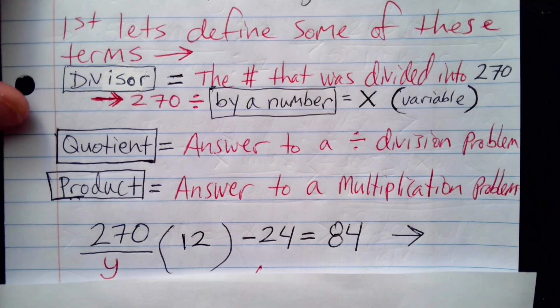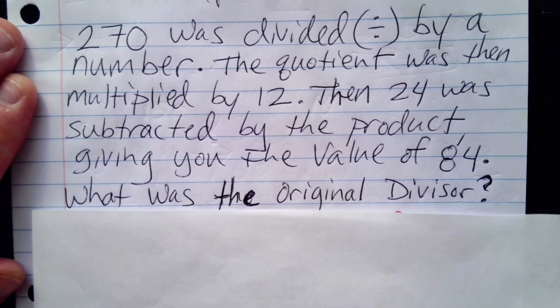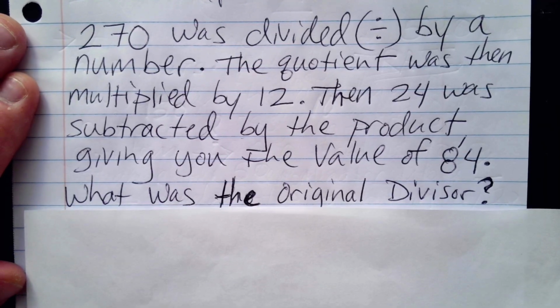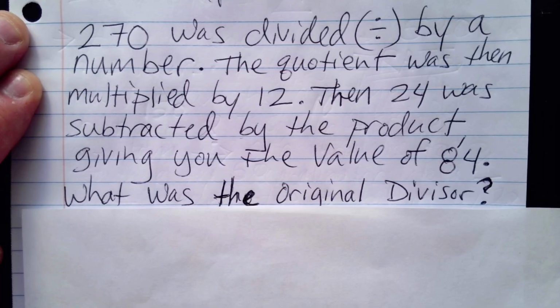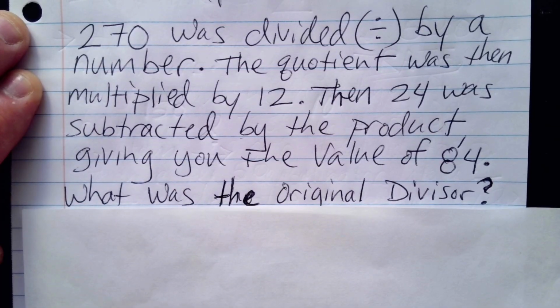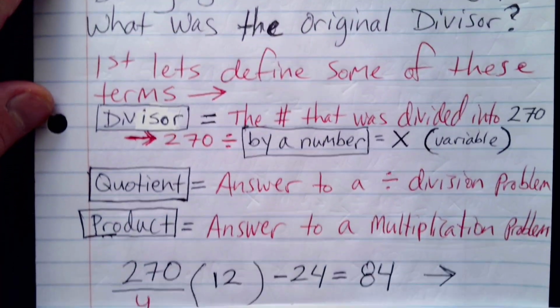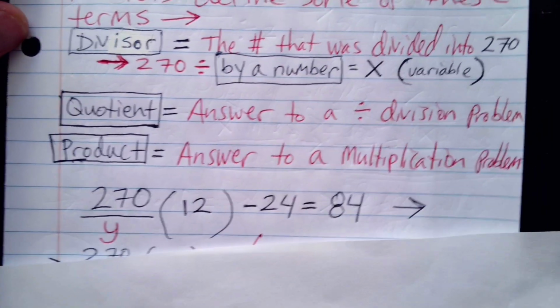But let me go back and let's read this problem again. 270 was divided by a number. That's y. So 270 divided by y. The quotient was then multiplied by 12. So 270 divided by y times 12. Then 24 was subtracted by the product. Right? Minus 24 gives you the value equals 84. So that's how we came up with the equation here below. Again, these word problems are not easy.